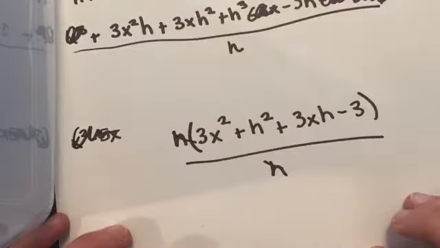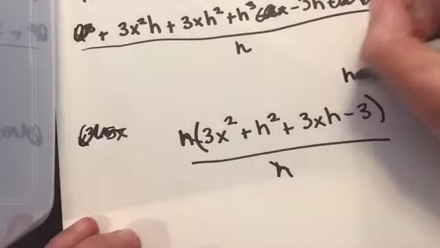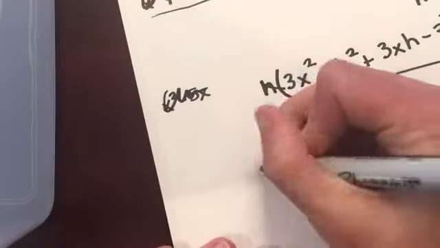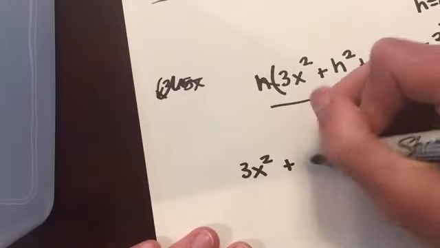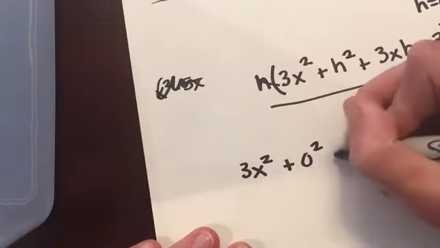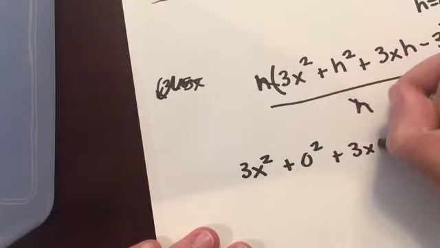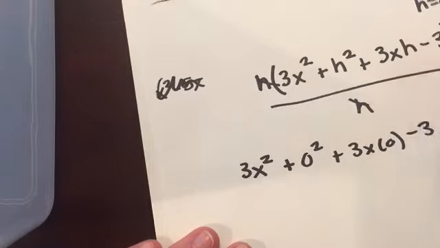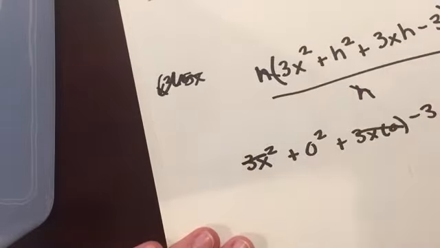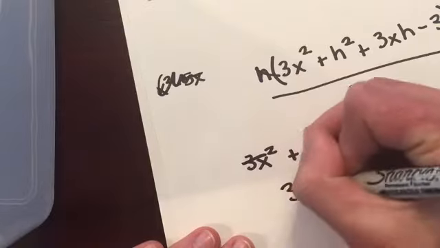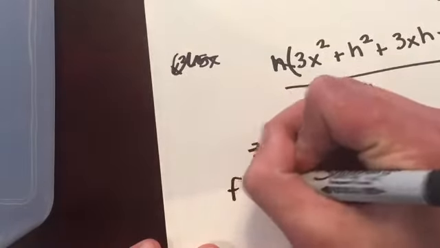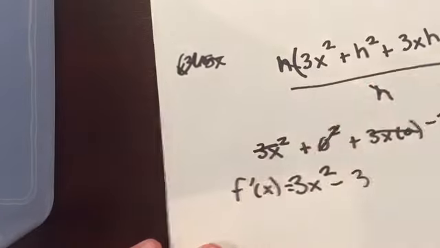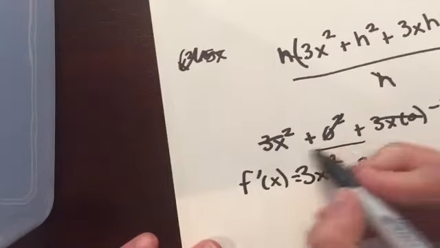Those two cross out, and now we're going to plug in 0 for h, so h equals 0. So 3x squared plus 0 squared plus 3x times 0 minus 3. This becomes 0, and this becomes 0. So 3x squared minus 3. F prime of x equals 3x squared minus 3.